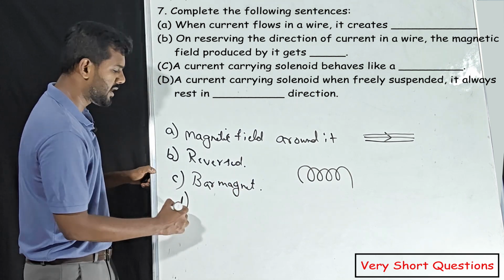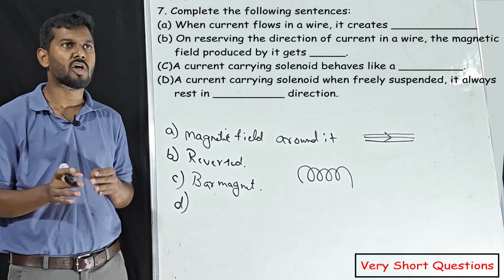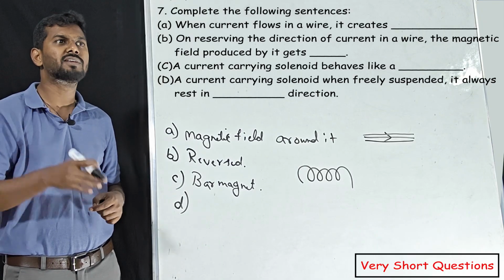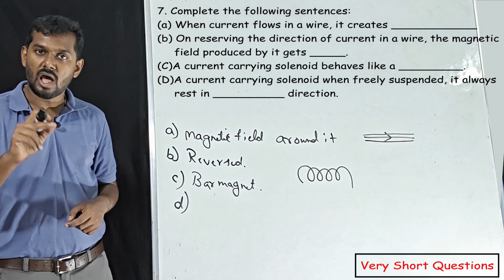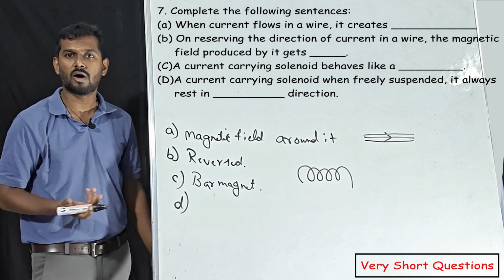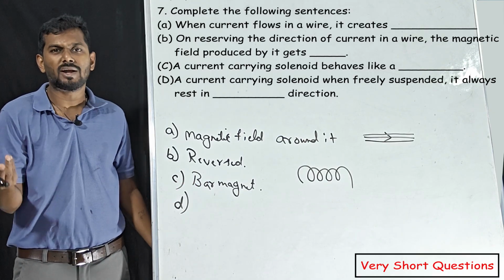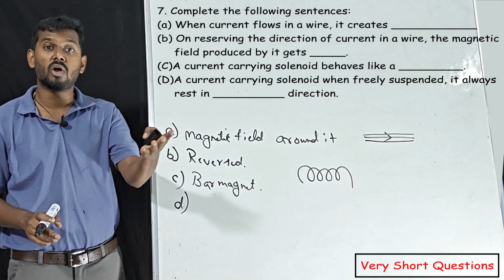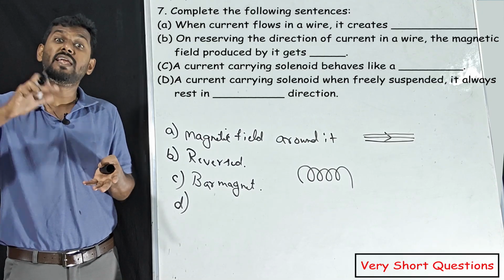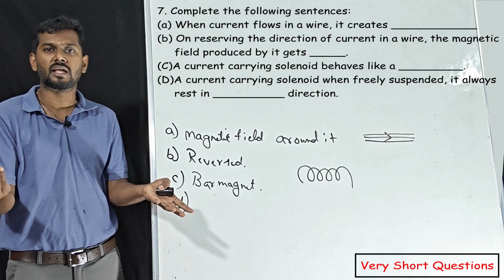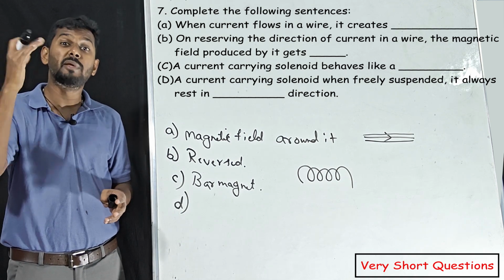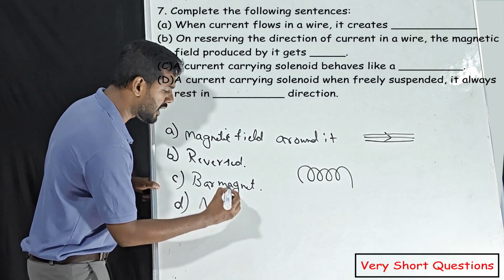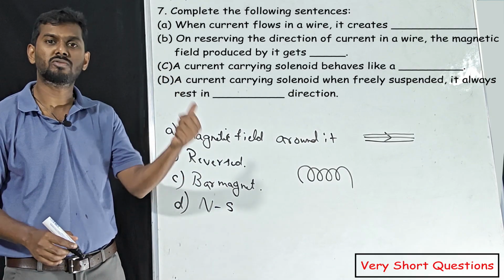The last sub question: a current carrying solenoid when freely suspended, if you suspend it like this, it always rests in dash direction, north south direction, because it behaves like a bar magnet. When you suspend a bar magnet freely, what happens? It always rests in north south direction. A current carrying solenoid behaves like a bar magnet. So if you suspend it freely, it rests in north south direction. Write it in full form, north south direction.